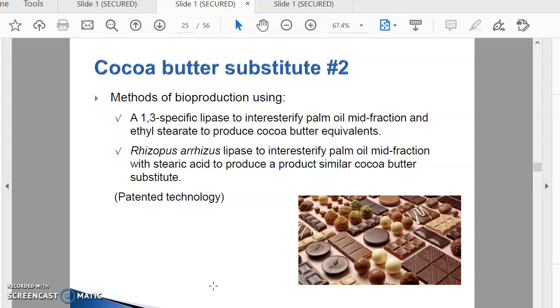Okay. The method of bioproduction is by using a specific lipase, or you can use a microorganism that can produce lipase, to interesterify the palm oil mid fraction to produce a product similar to cocoa butter. Because palm oil is much cheaper than cocoa butter, you can use palm oil as the substrate and use the microorganism to produce similar products.